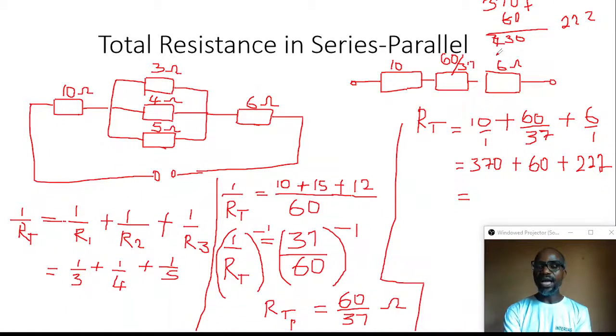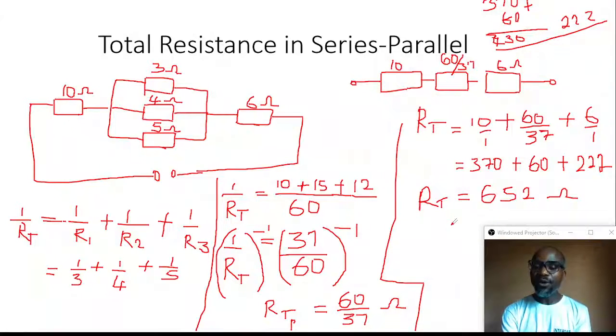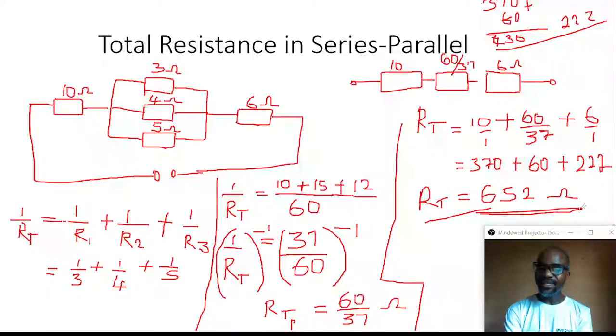Let's go. If we add 430 to 222, what do we have? We have 652 ohms. We have 6, then 5, and then finally 2. And our unit is going to be ohms. Total resistance in this figure 2 is 652 ohms. Really, this has taken us time, but it's worth it. Learning is always a continuous process that has to be done with patience.